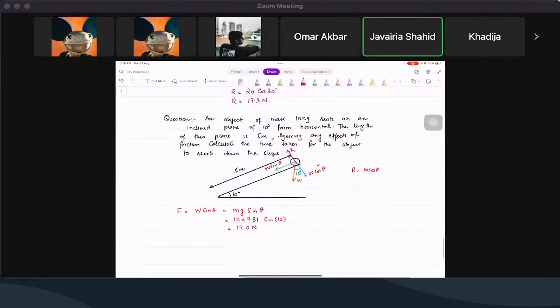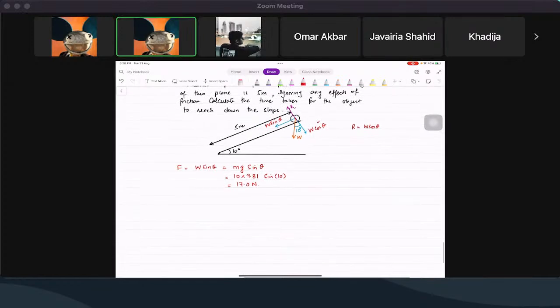Now the next thing we want is the acceleration, because this resultant force will cause some acceleration. So for acceleration, the mass is 10, acceleration is A. In fact, I'll write it here. So force was 17.0, mass was 10, acceleration was A. So acceleration will be 17.0 divided by 10. That would be 1.70 meters per second square, right?